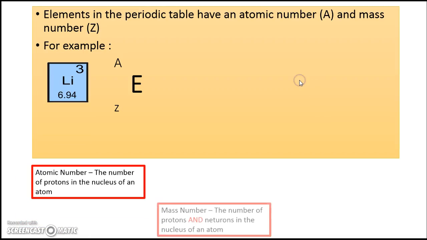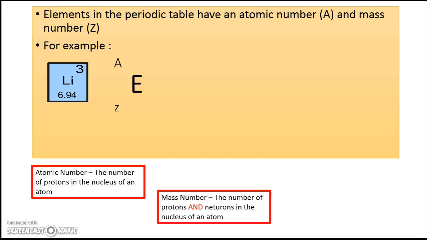Okay, so elements in the periodic table have an atomic number A and a mass number Z. So let's look at lithium. Lithium has an atomic number of 3. This tells us that lithium has 3 protons. Since the number of protons equals the number of electrons, lithium has 3 electrons. So we can work out the number of neutrons lithium has by doing Z take away A. So that's 6.94 take away 3, so we get 3.94 neutrons in the nucleus of a lithium atom.